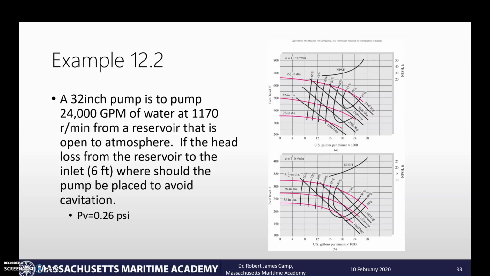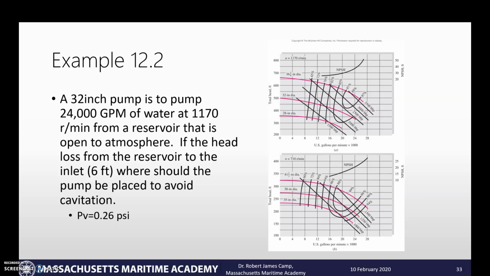A 32-inch pump is to pump 24,000 gallons per minute of water at 1170 RPM from a reservoir that is open to atmosphere. If the head loss from the reservoir to the inlet is 6 feet, where should the pump be placed to avoid cavitation? So as we look at this, we're going to apply our energy equation.